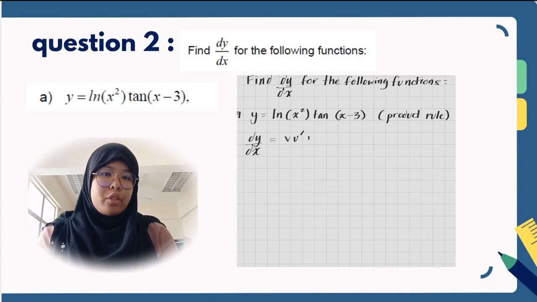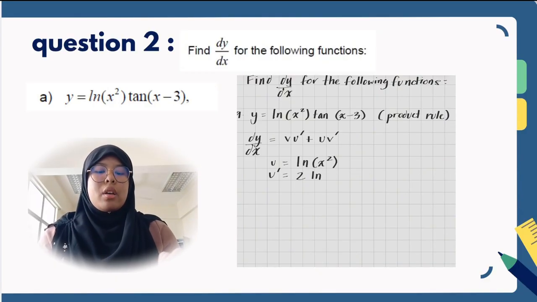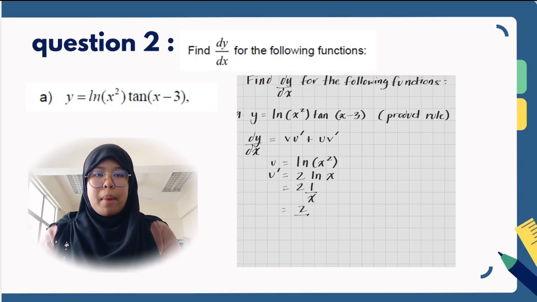First, we're going to find u. u is ln x squared. We're going to differentiate this so that we can get u prime. The derivative of ln x is 1 over x. We're going to combine this so that we can get 2 over x.